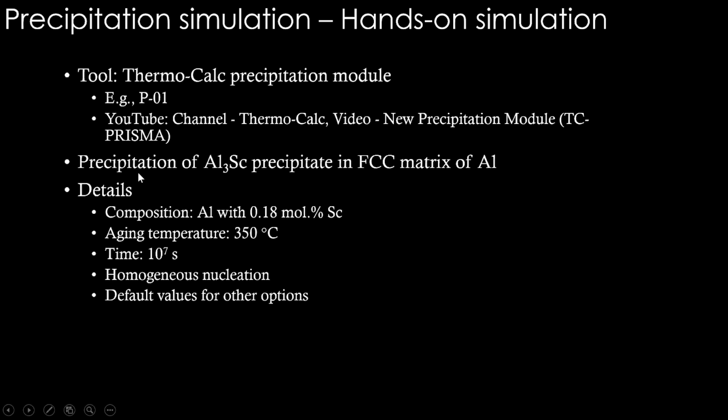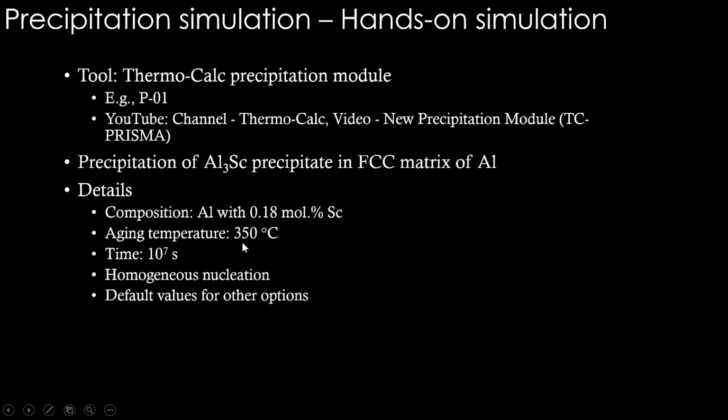Okay, let's see the precipitation of Al3Sc. This is going to be the precipitate in an FCC matrix of aluminum. This is what we are going to do, and details of the simulation are here. Composition: aluminum with 0.18 mole percent scandium, so very little scandium. It's good enough to give the precipitation aging.